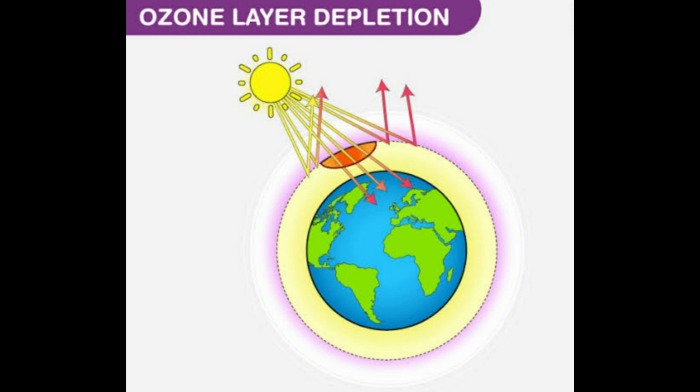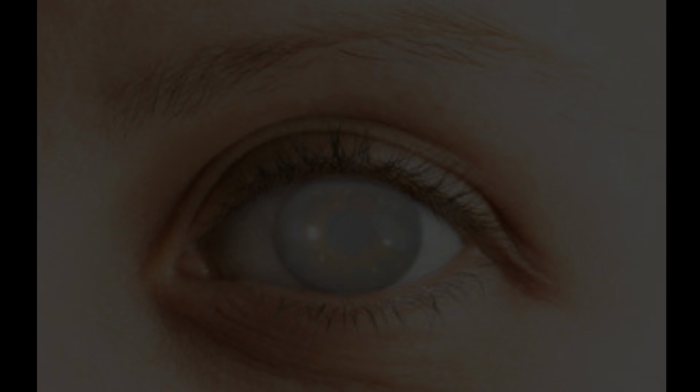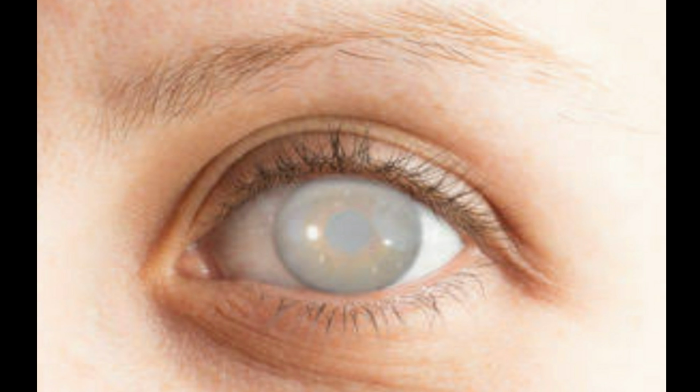Let us now explore the harmful effects. Ozone layer depletion causes increased UV radiation levels at the Earth's surface, which is damaging to human health. Negative effects include increased risk of certain types of skin cancer, eye cataracts, and immune deficiency disorders. Now that we know its benefits and its harmful effects, let us watch this video for more information.